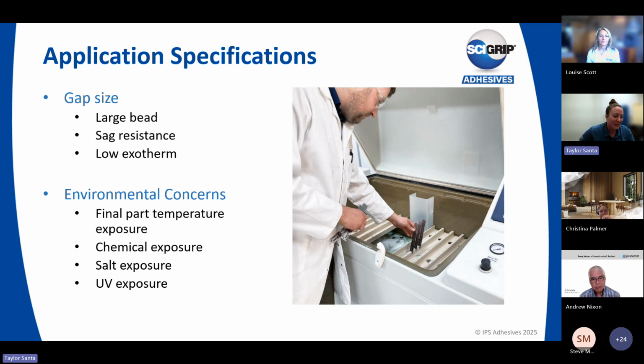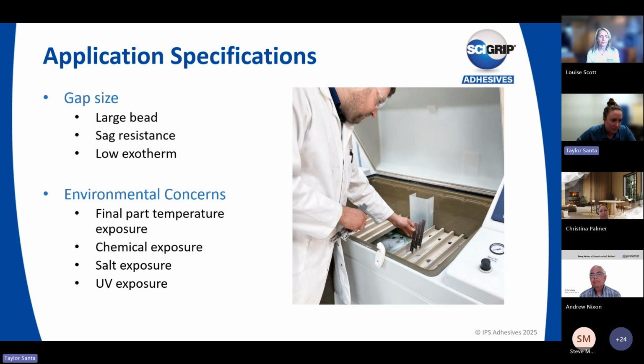I know I said last thing. There's one more thing with gap filling. A lot of times when you have gaps in a product, it's going to be on a vertical surface. So having a material that can have a 2-inch bead and won't drip down the side of the vertical wall that you're bonding on is very, very crucial. The adhesive needs to be able to hold together on a wall without dripping down.